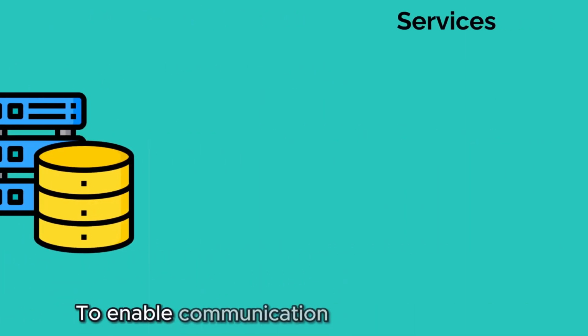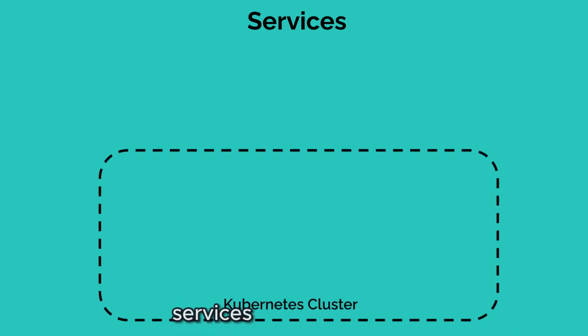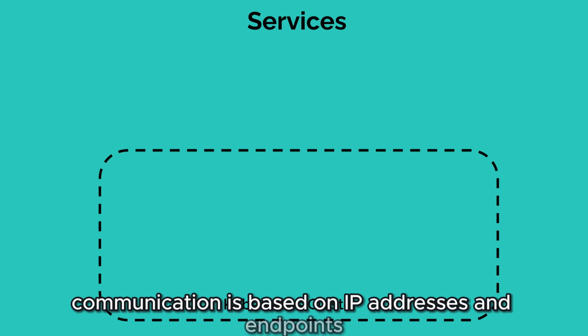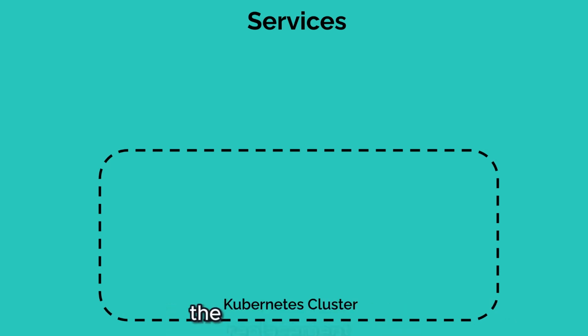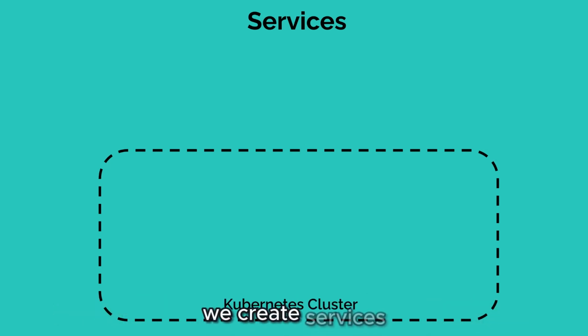To enable communication between the pods, we use services. Services provide a stable endpoint to access a set of pods. In Kubernetes, communication is based on IP addresses and endpoints. However, when a pod dies, the replacement gets assigned a completely different IP address. So, to ensure a stable connection between the pods, we create services.